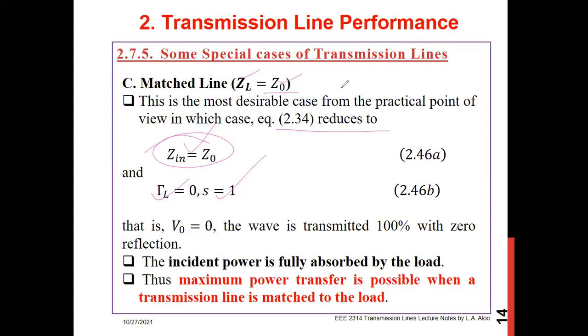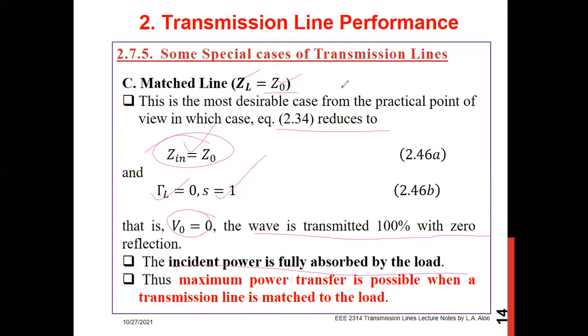So V naught will now be 0, and the entire wave is transmitted. In other words, the wave will be transmitted 100% with no reflection at all. The entire incident power will be fully absorbed by the load. And that is why we usually term it the maximum power transfer. So the maximum power transfer is only possible when the transmission line is matched.